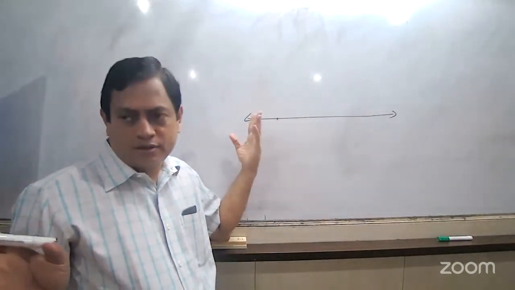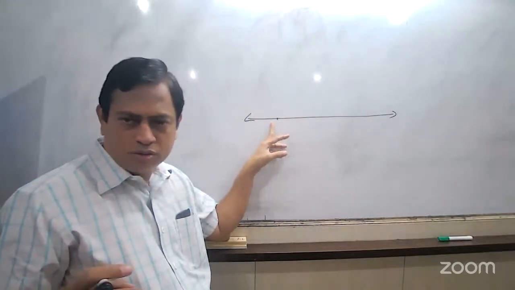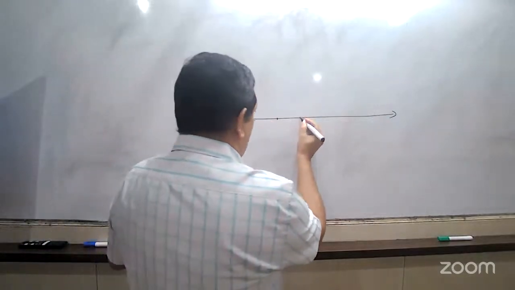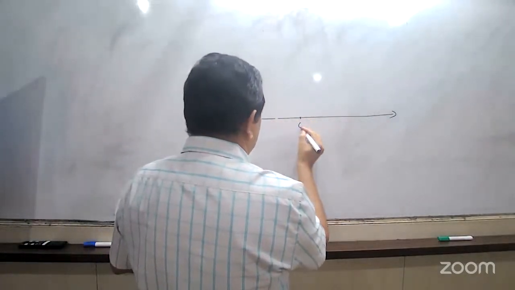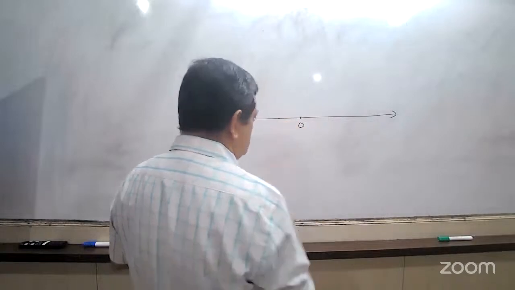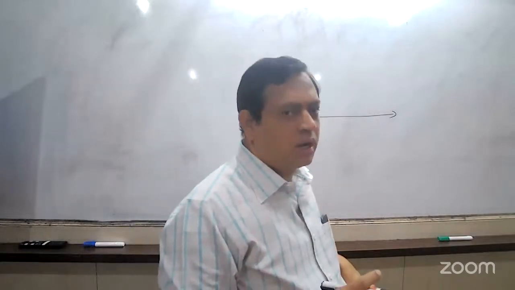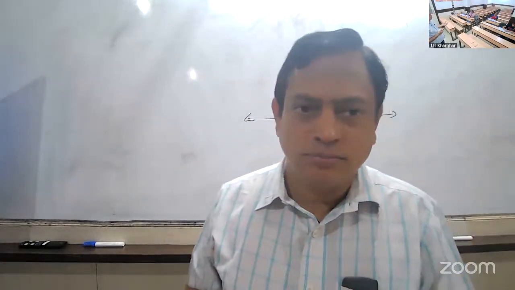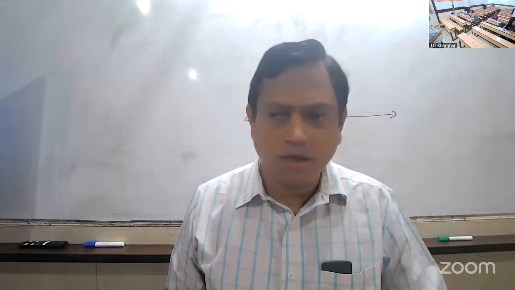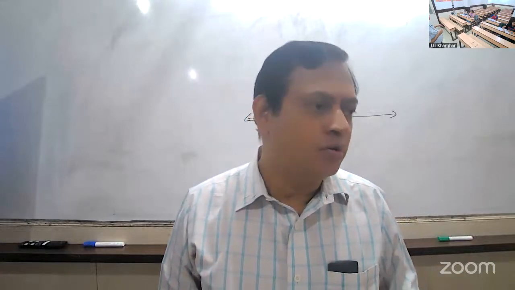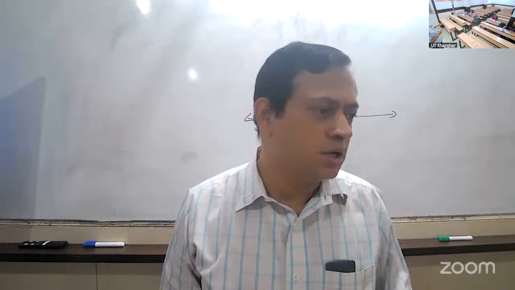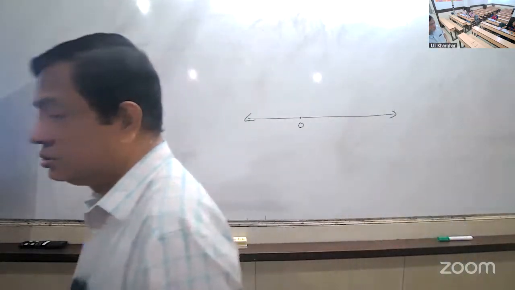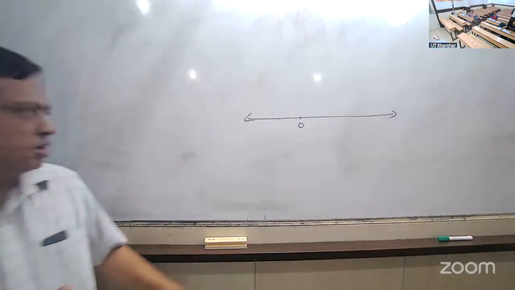So you mark 0, anywhere. I can mark 0 here. Conveniently mark 0. Once you mark 0, then what do you do? Put the numbers. How do you put the numbers? Right side positive, left side negative. Then how will you put 1, 2, 3? Listen now. Right side, after 0, we will write positive.